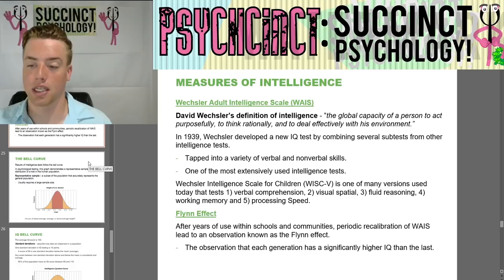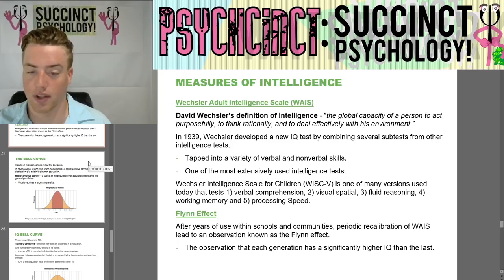Now, the Flynn effect is after years of use within schools and communities, periodic recalibration of WAIS led to an observation known as the Flynn effect. And the observation that each generation has a significantly higher IQ than the last. That's the Flynn effect. So here we have a nice bell curve.